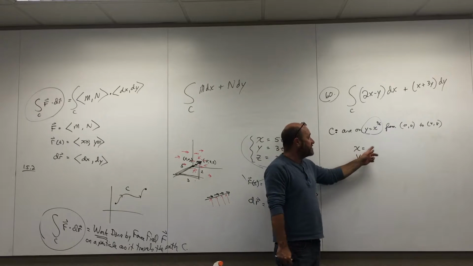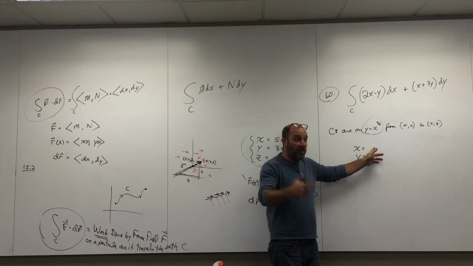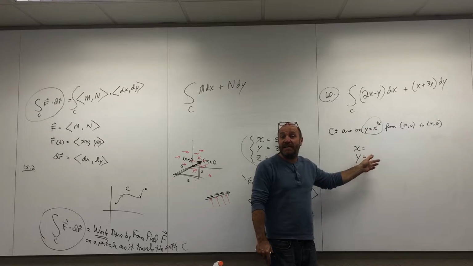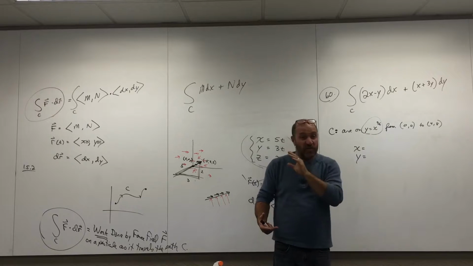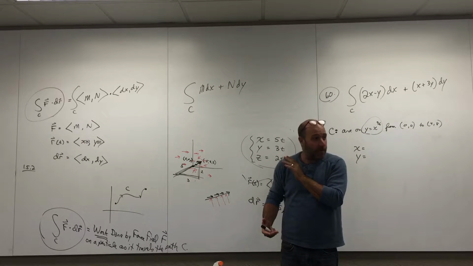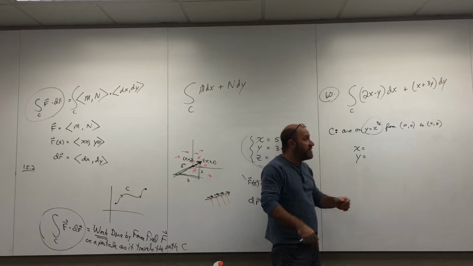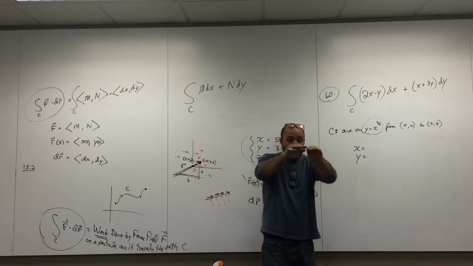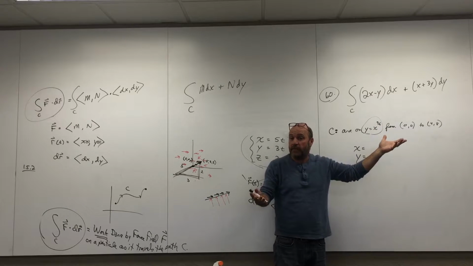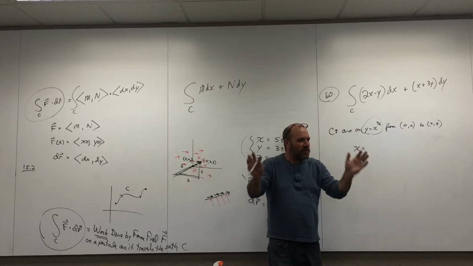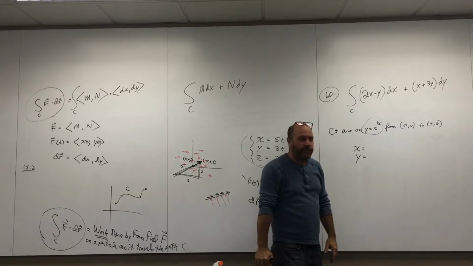You want to call x cosine t? Then if you do, y will be cosine t to the 3/2. That would be a parameterization. Don't choose that one. That would be stupid. You want to let x be 5t? You could do that. And then y would be 5t to the 3/2. But that's stupid too.